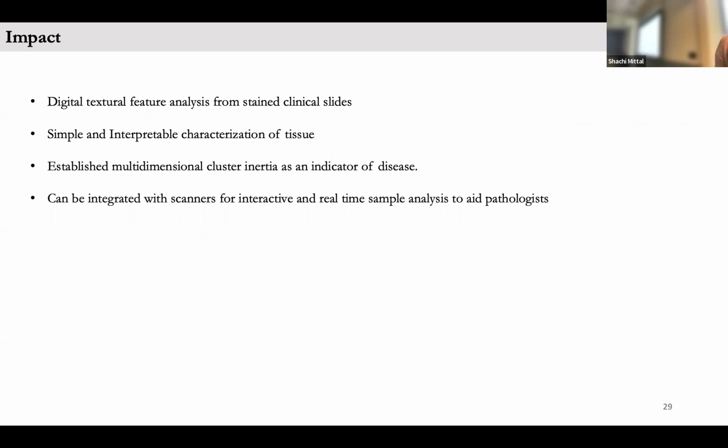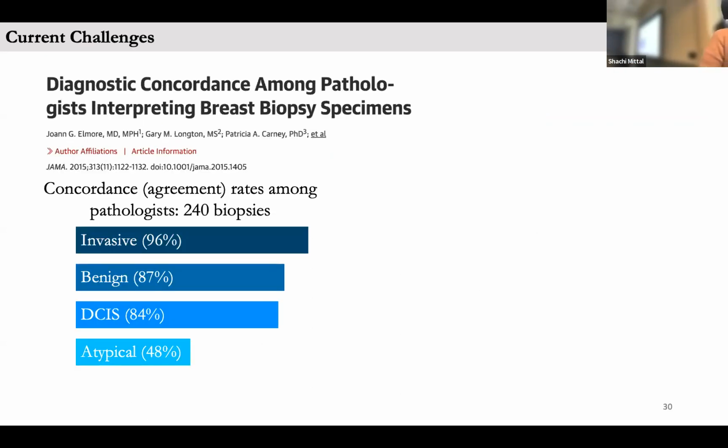Why do we want to detect something early on? There was a recent study where they gave about 250 cases to 200 pathologists all across the world, and they looked at the concordance, which is the percentage agreement between the clinicians. Invasive is advanced stage disease, and the concordance is good, 96%. Benign, which is normal, the concordance is 87%, which is bad, which means that in 13% of cases they did not agree. Early stage disease is again bad, 84%, which means in 16% of cases they did not agree.